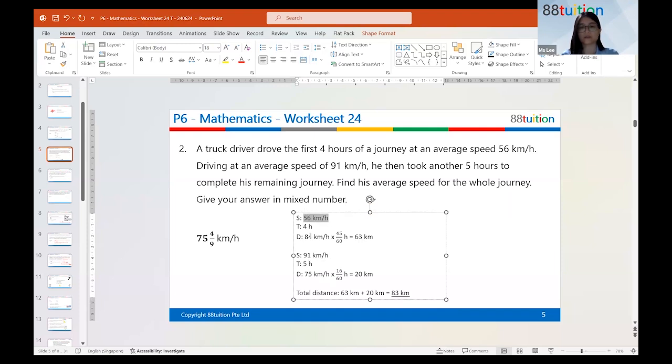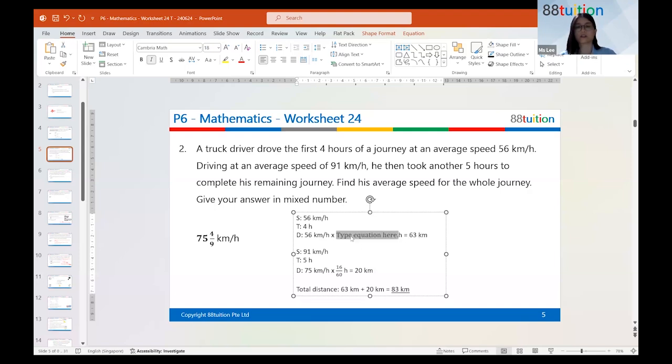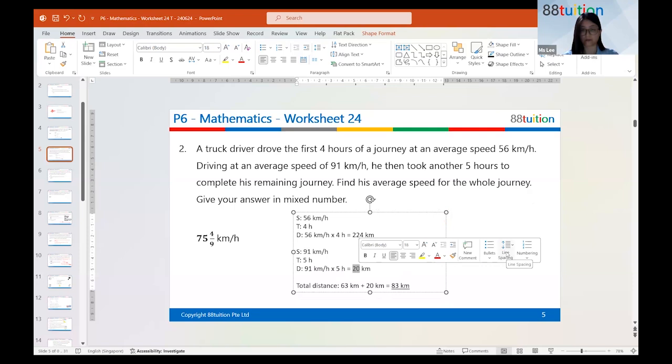So it's very simple. Oh, mixed number. I don't have a calculator, you know. You all find the calculation for me. You have a calculator, right? 56 times 4 is 224. And then 91 times 5 is 455.